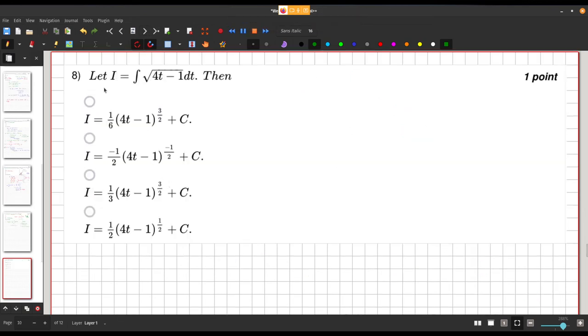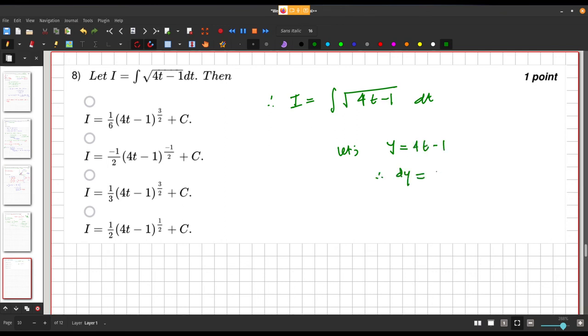Okay, so in the next problem, we have to evaluate this integration. So the integration is of this form, root over 4t minus 1 dt. And to do this, let us substitute this term here, which is under the square root. And we assume that 4t minus 1 is equal to y, then dy is equal to 4 dt, or dt is equal to dy over 4. So in terms of y, what will be our integration? So this will be root of y, and dt we can write from here, dy by 4. So the integration will be just 1 over 4 y to the power half dy, right?